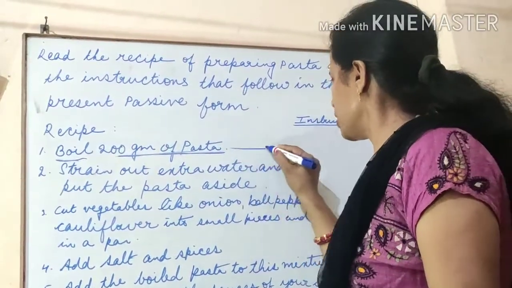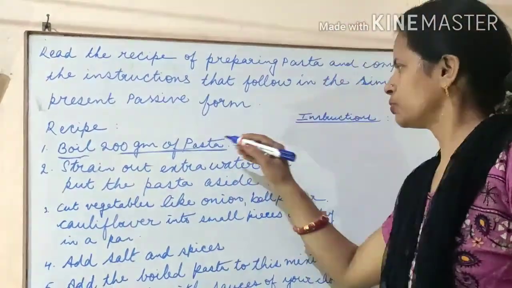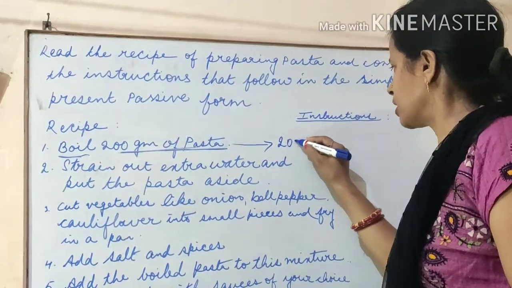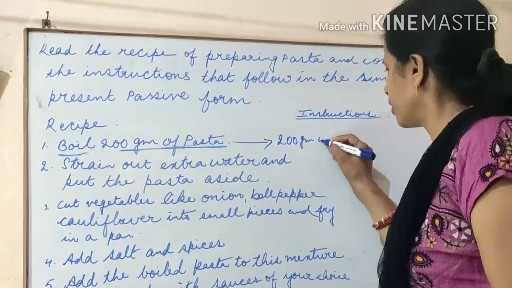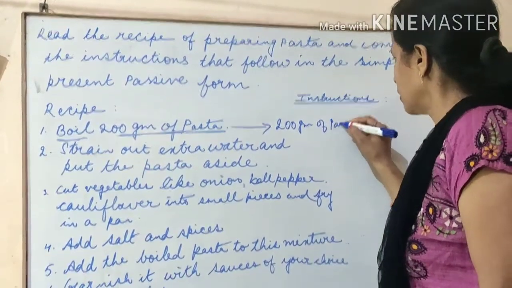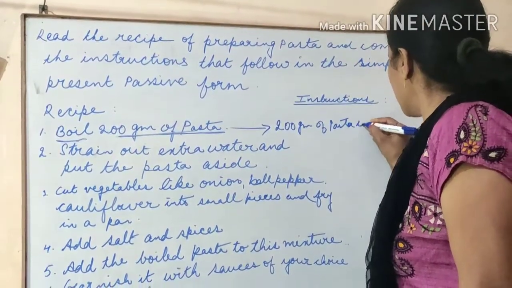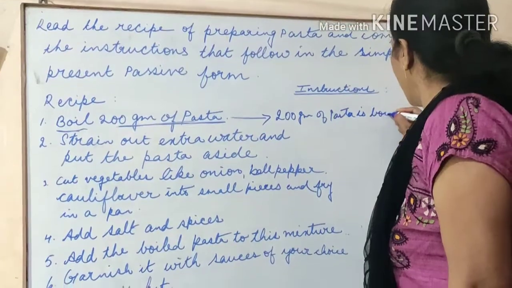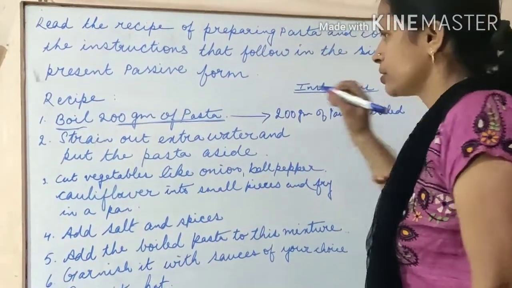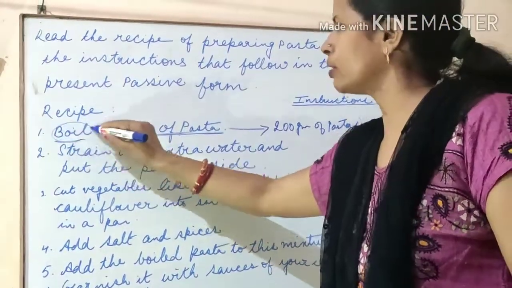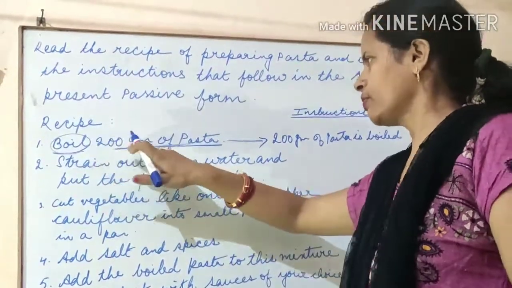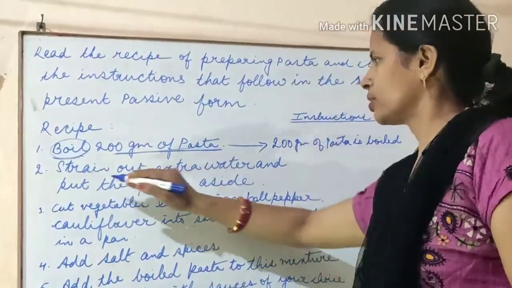Boil 200 gram of pasta. So how do we change? 200 gram of pasta is boiled. Pasta is boiled. Because this is given as boil, this is V1. So we always take V3 in passive voice.